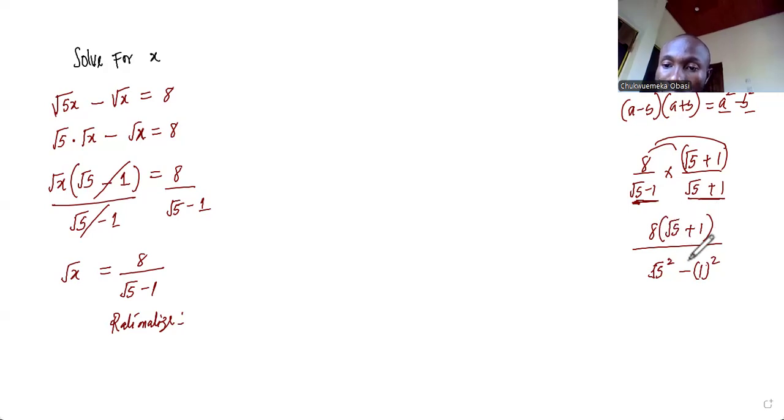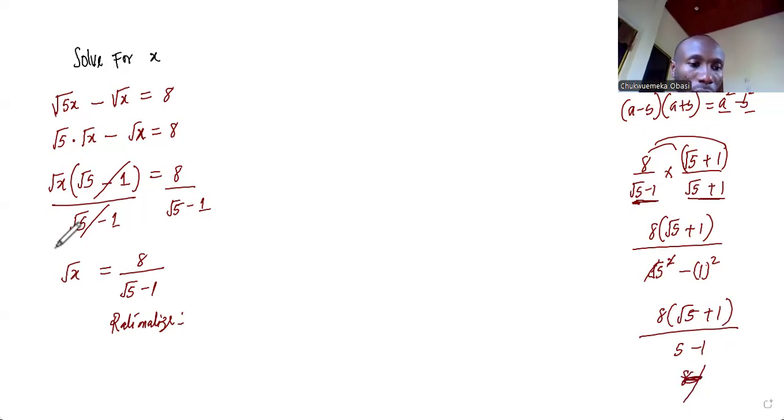So when you simplify further, you're going to have 8 into square root of 5 plus 1 all over, and the square can take off the root, so we have 5. And 1 squared is the same as 1. So 5 minus 1 is 4. So you're going to be having 8 into square root of 5 plus 1 all upon 4. So this is what we have for rationalizing.